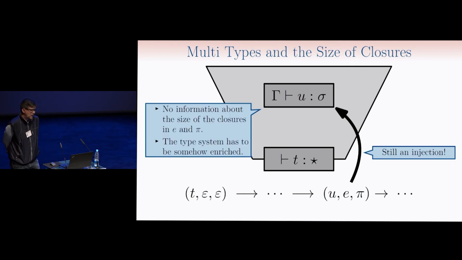On the other hand, we immediately realized that what we want to measure, namely the size of closures, because ultimately environments and stacks are made of closures, plays no role in multi-types. Multi-types do not keep track of the size of closures at all. A closure which will be substituted for any of the variables in gamma can be anything. It can be very deep. You cannot see anything about it by looking at ordinary multi-types.